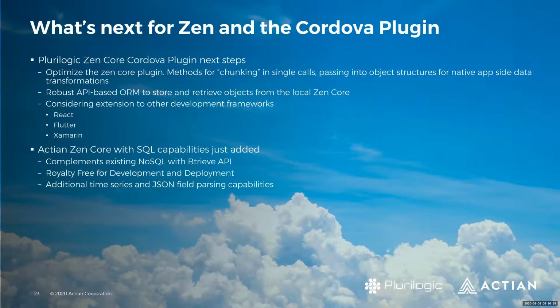We want to improve the usability of the ZenCore API on Cordova. We want to simplify it and make it a lot easier to make calls. So we want to have a full ORM with a lot of functionality, ORM being an object relational mapping interface. And finally, we would like to make the plugin available on other development frameworks like React, Flutter, and Xamarin, depending on client needs.